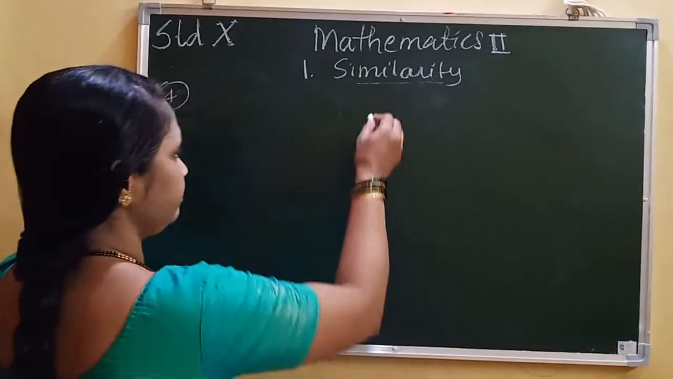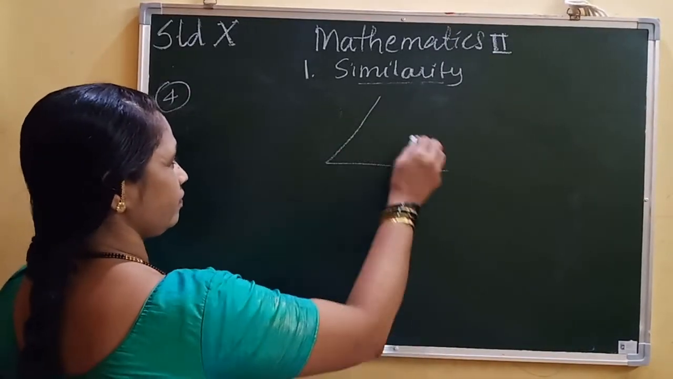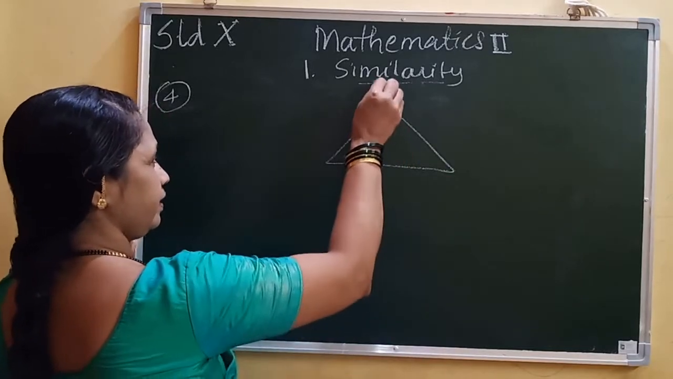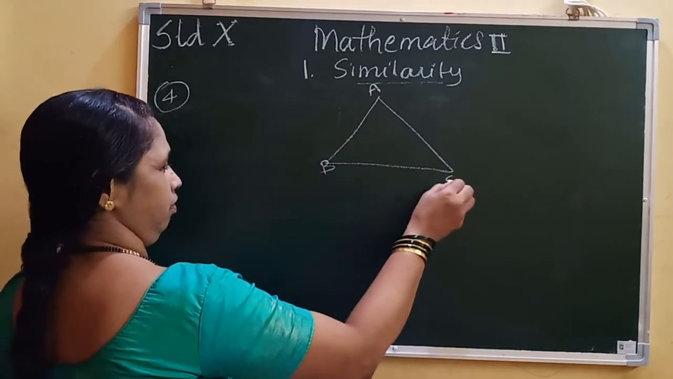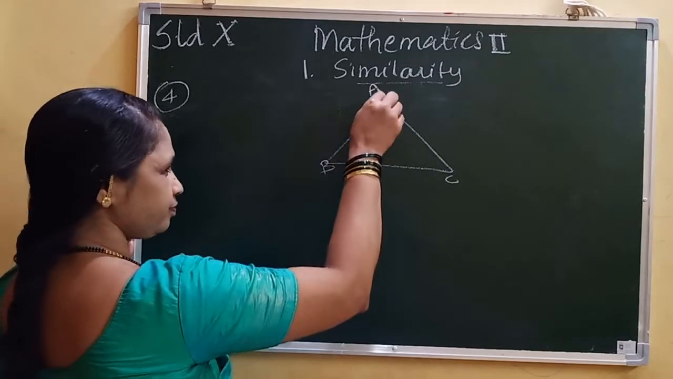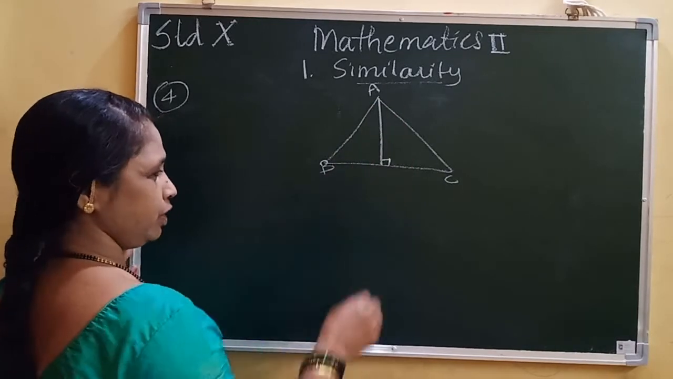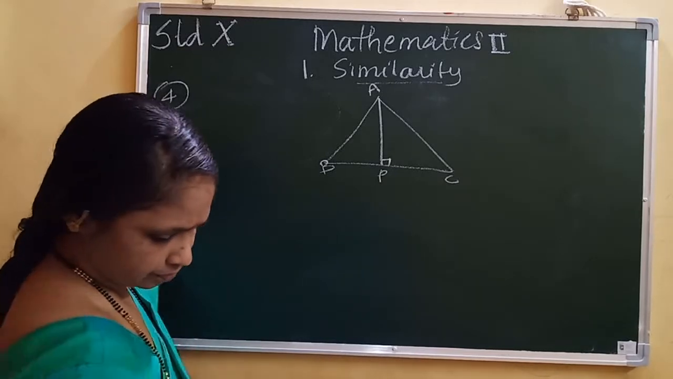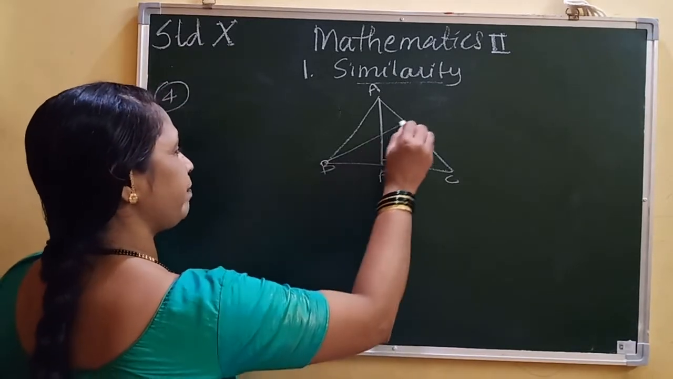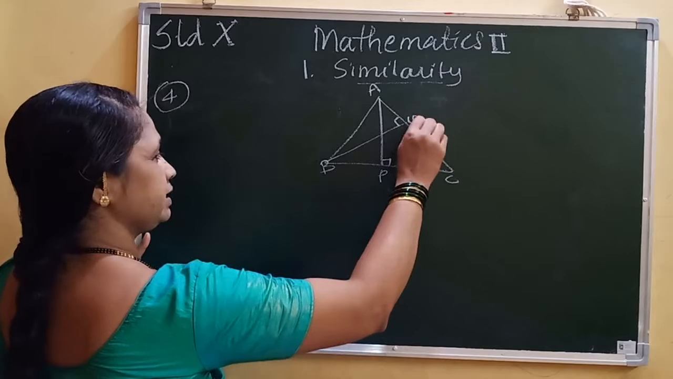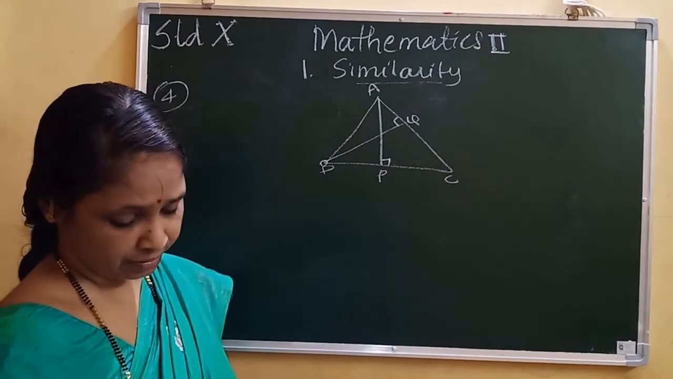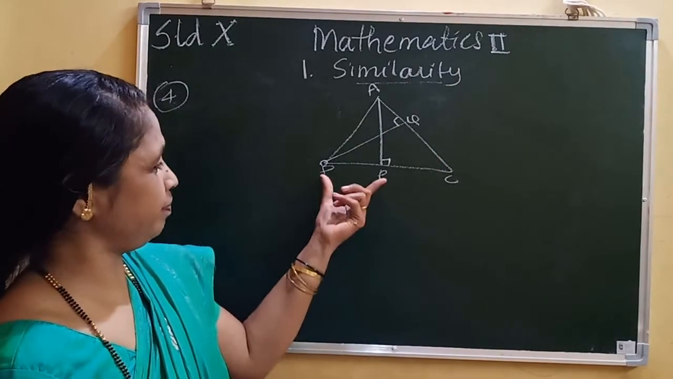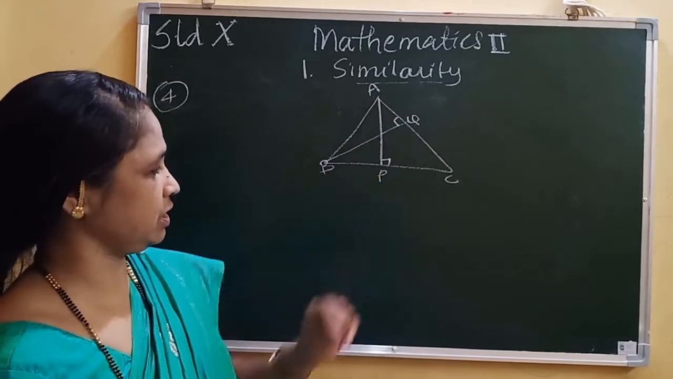Now see triangle ABC. AP is perpendicular to BC, so we give the name AP. BQ is perpendicular to AC. It is given. Now they are PBC and AQC.